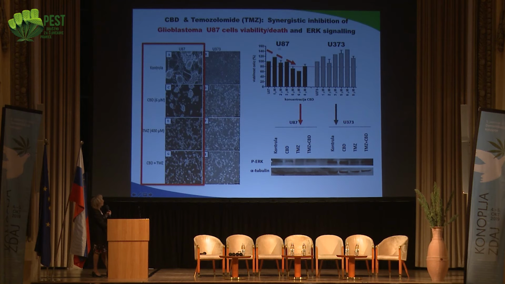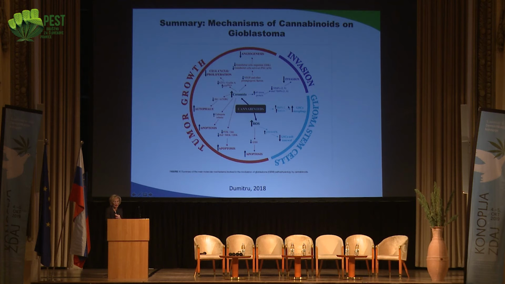So with U87, yes, and then we have looked at what happens with one of the signaling molecules called ERK, and ERK is really downregulated in these cells where cannabinoid was effective, and not at all in this cell line, where cannabinoid was not effective in reducing the viability. So these are the kinds of experiments that we are using just for basic research, not for the clinical application.